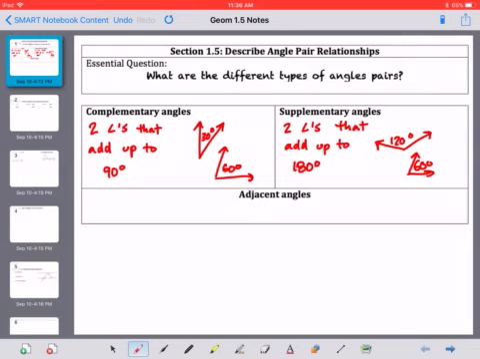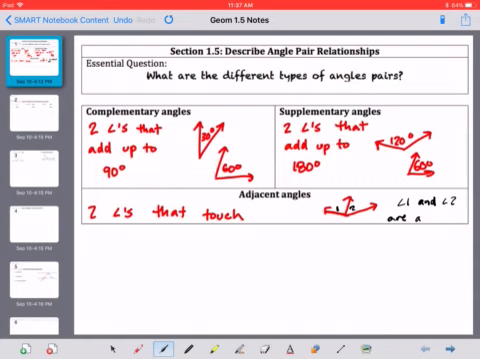And adjacent angles, we discussed this actually in the last lesson a little bit. Adjacent angles are two angles that touch. So say we have this angle here, and off of it we put another ray. Well, we could call this angle 1 and this angle 2. We would say that angle 1 and angle 2 are adjacent because they are touching.